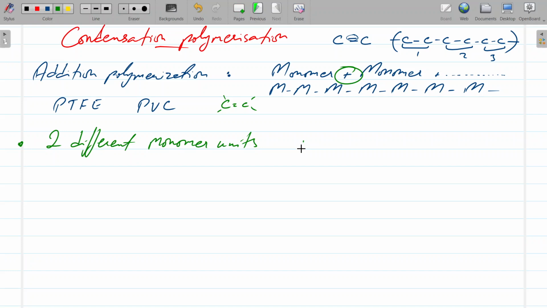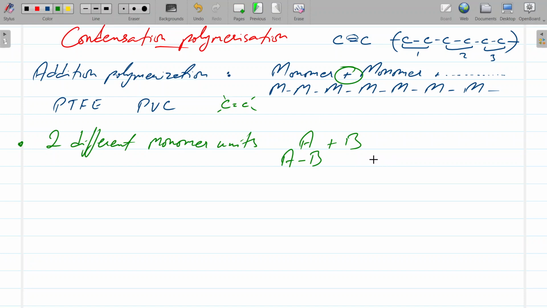So what you have are, for example, A and B, and when you add them together, you get a combination of A, B. So far, so good, right? This makes sense. Why is it called condensation?